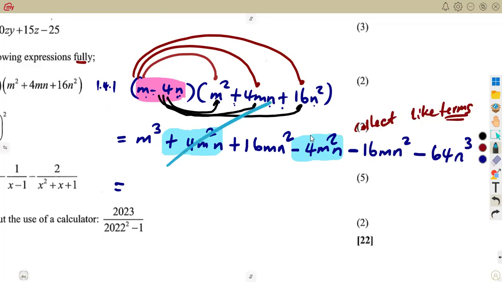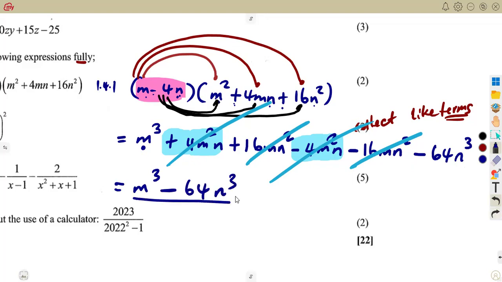This part, guys, was going to cancel. The same with this one, 16m squared n minus 16m squared n. This part also was going to cancel. So you remain with what? m cubed here. You remain with what? Negative 64n cubed, just like that.